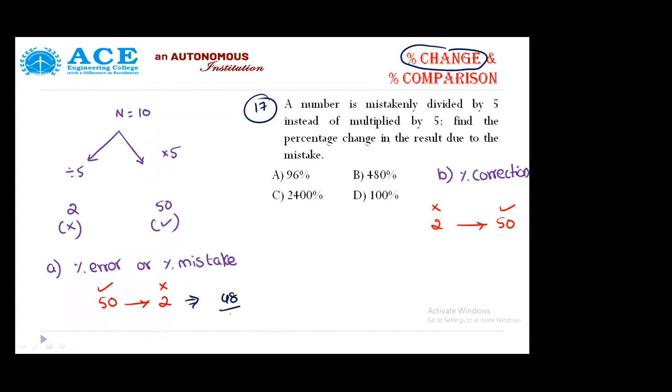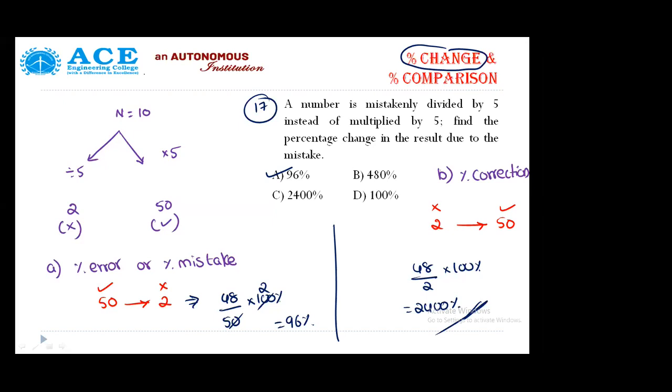Now I hope you came to know here: 48 with respect to 50 into 100. We got 96%. Error or mistake is 96%, but correction is 2400%. See the difference here. Akshat, it's not 480, it's 96 actually. The next one is 2400. You just try to understand, guys.